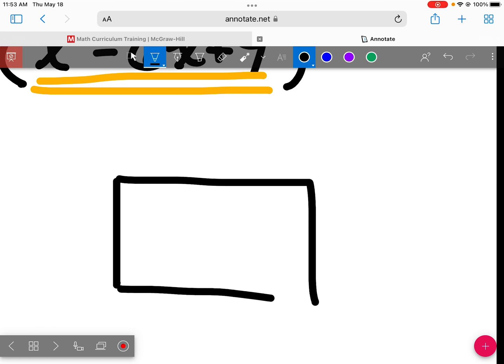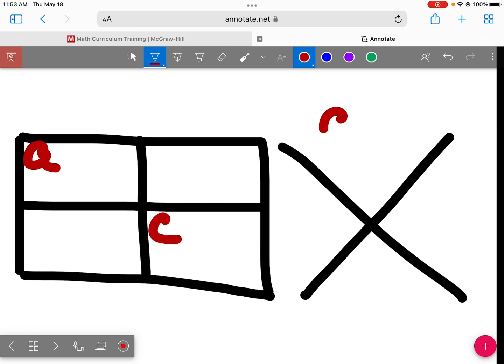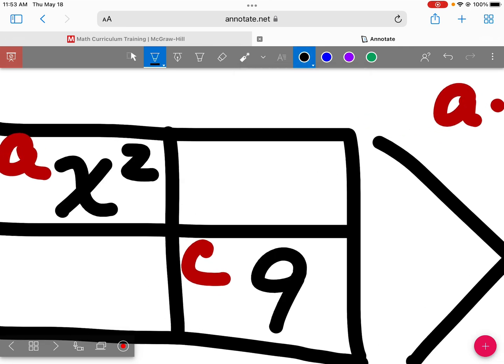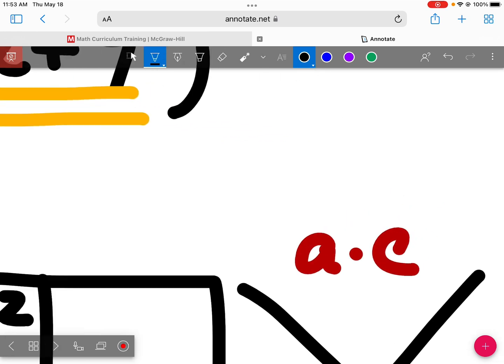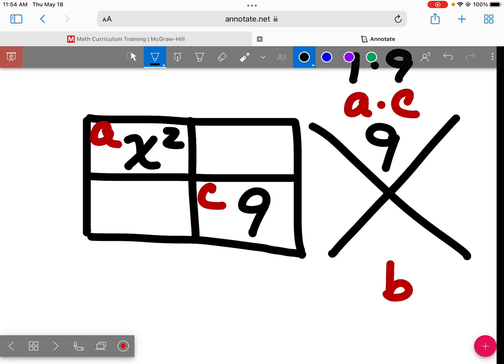So I'm going to draw my box, my area model, and I'm going to draw my x. I need A and C here, A times C and B. So I put x squared here and 9 here. I have 1x squared and a positive 9. What is 1 times 9? 9. I need 2 numbers that multiply together to give me 9, but add together to give me what? Close. Negative 6.